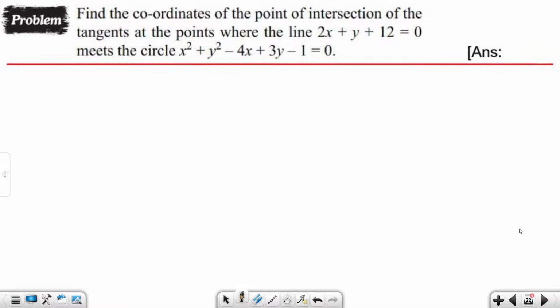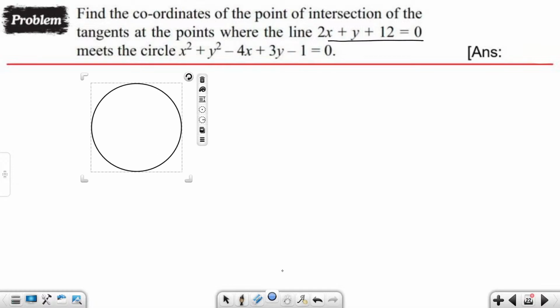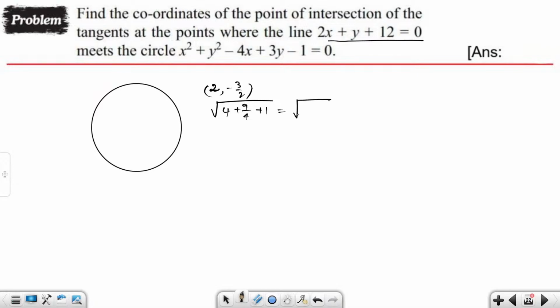What is the question? Find the coordinates of the point of intersection of the tangents at the points where the line, this one, meets the circle, this. Is it clear? What are they saying? Let me just draw the diagram first. This is the circle whose center is at 2 comma minus 3 by 2 and its radius is root over 4 plus 9 over 4 plus 1. So it's coming like root over 18 over 4. Am I correct?